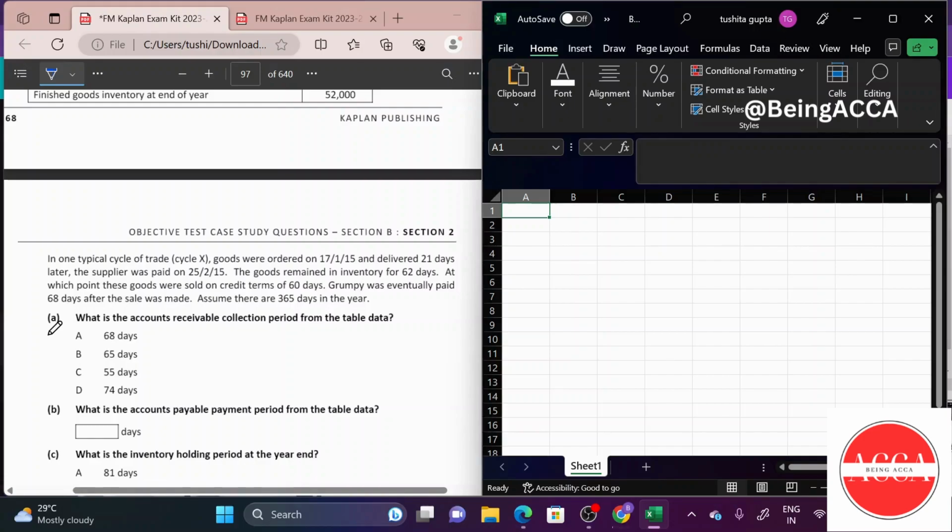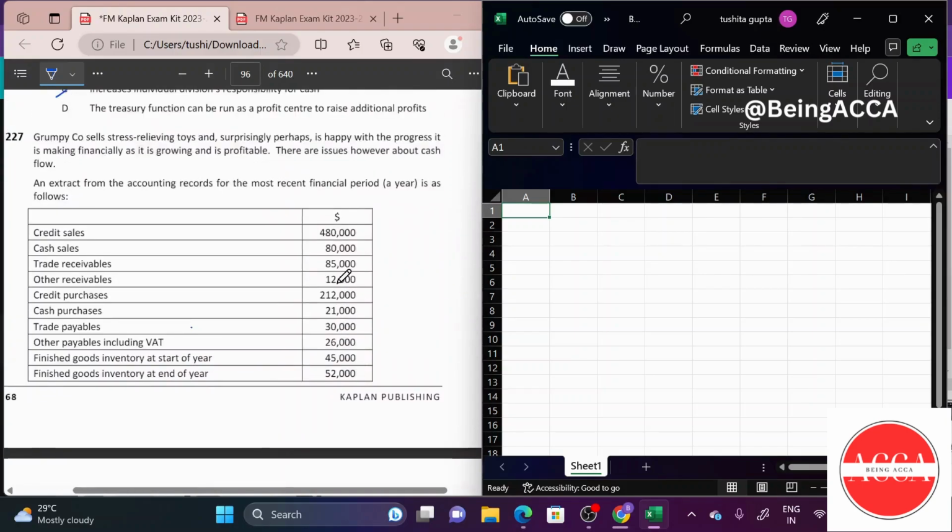Okay, so let's solve the first question. What is the accounts receivable collection period from the table data? So this is our table data. Our receivables collection period formula is trade receivables divided by credit sales, multiplied by 365 to convert it into the number of days.